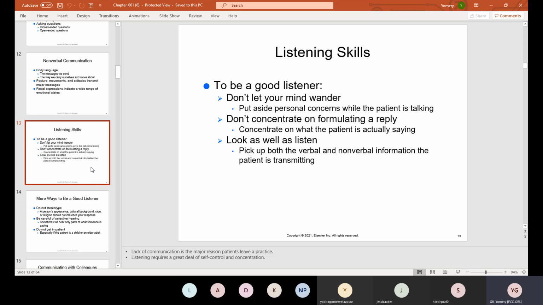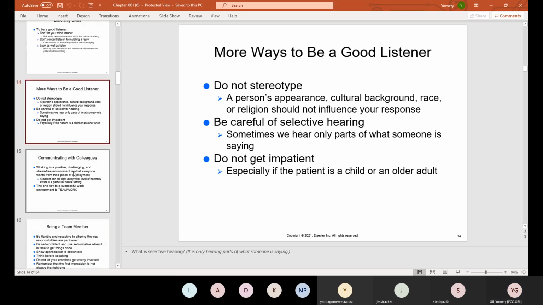Look as well as listen. Pick up both the verbal and nonverbal information that the patient is transmitting. So these are just more ways to be a good listener. Do not stereotype. A person's appearance, cultural background, race, or religion should not influence your response. It's just like the saying, don't judge a book by its cover because you never know a person's story.